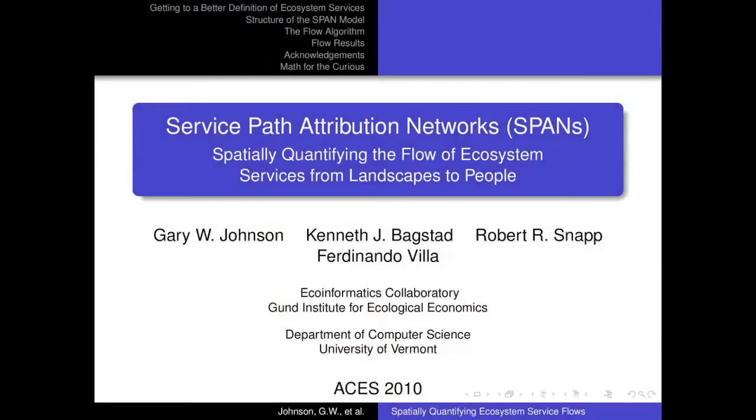Okay, so the framework is called Service Path Attribution Networks, or SPANs. That's catchy, right? It goes from ecosystems to people. We're talking about spatially quantifying the flow of ecosystem services from landscapes to people. That's my name, a couple of people who worked on this with me, and we are coming from the Ecoinformatics Collaboratory, which means upstairs in the back at the Gunn Institute.